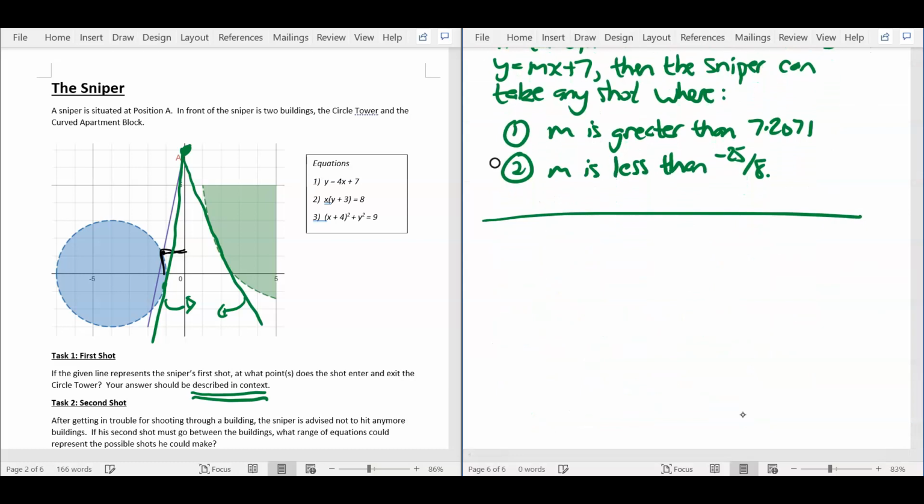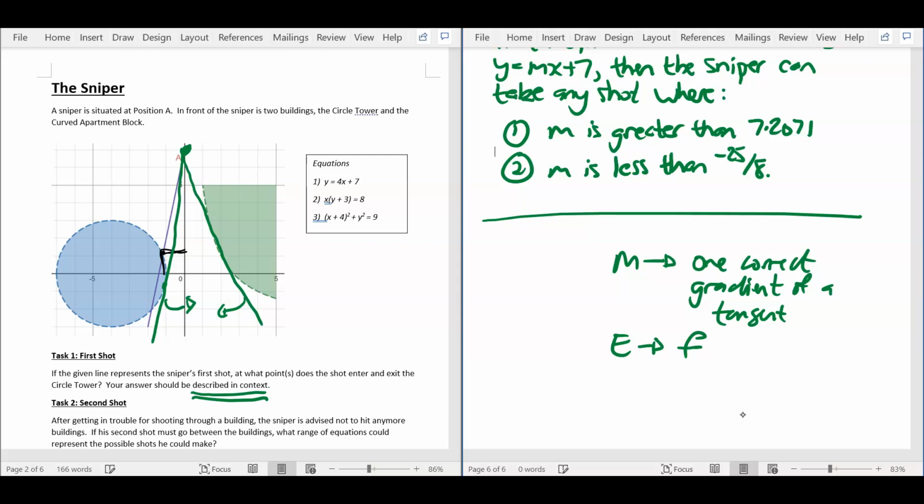So just to recap, for merit, you need to get one correct gradient of a tangent. And for excellence, you need to explain your false answers and get the correct range, and then ideally express it in some kind of context as well.